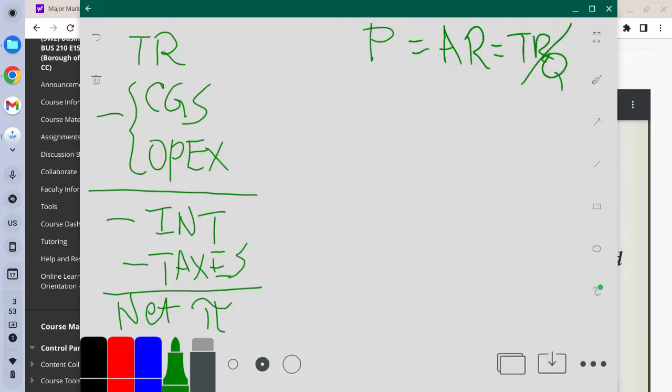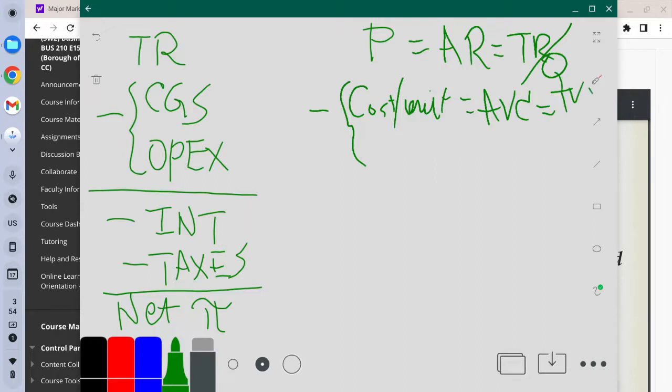And then you subtract CGS per unit, which is cost per unit, right? Production cost per unit. Which is also called average variable cost. You know why? Because it's total variable cost divided by quantity, right?